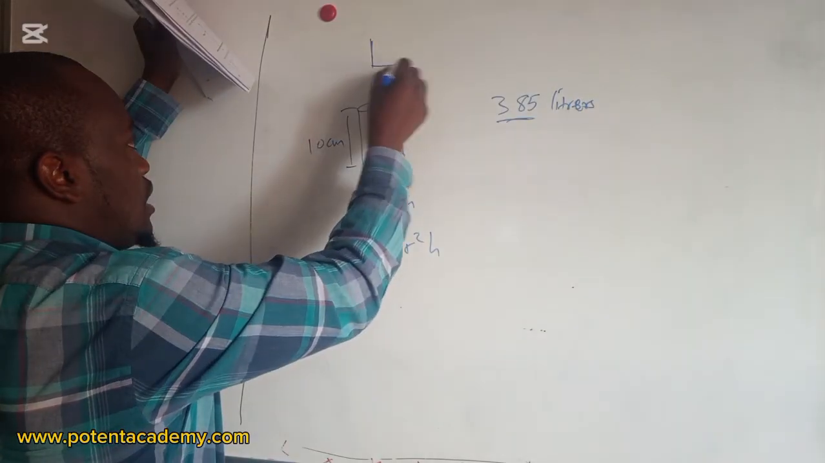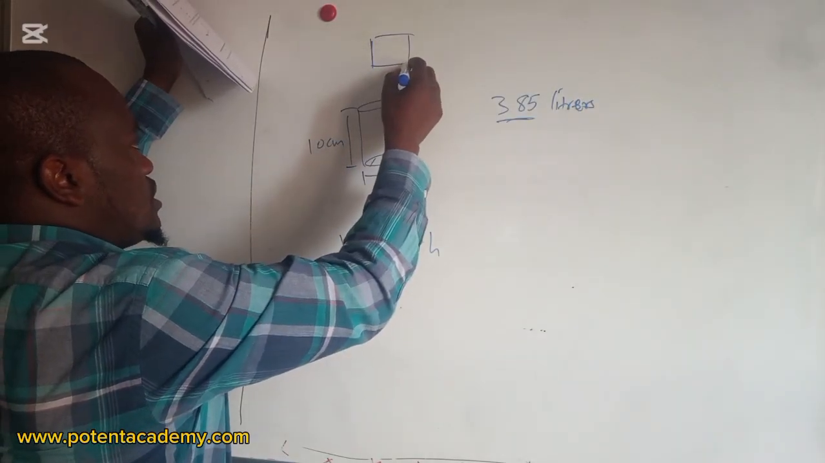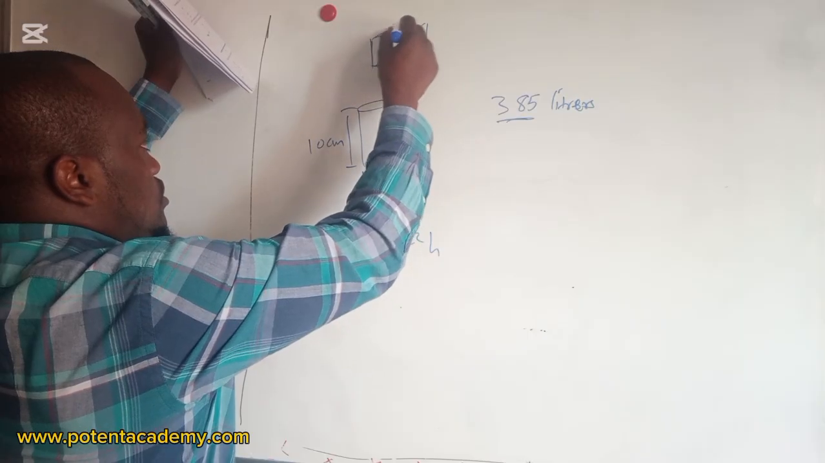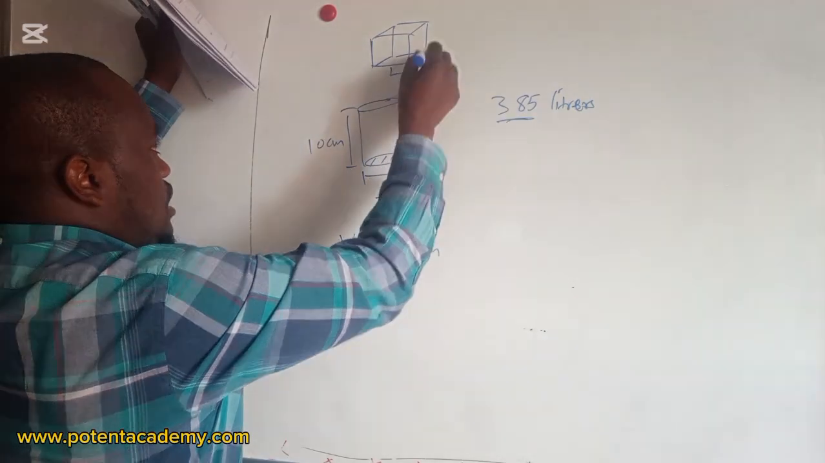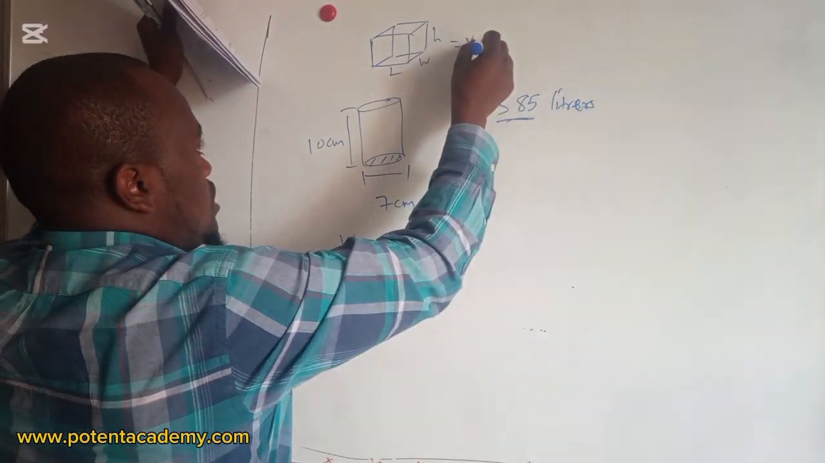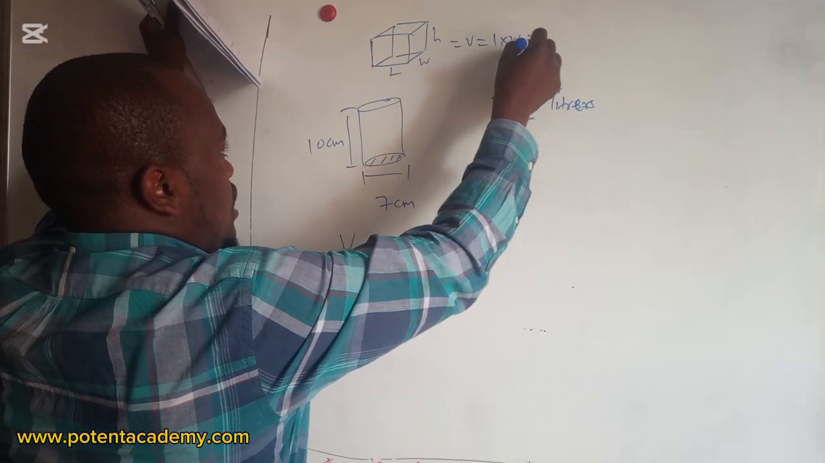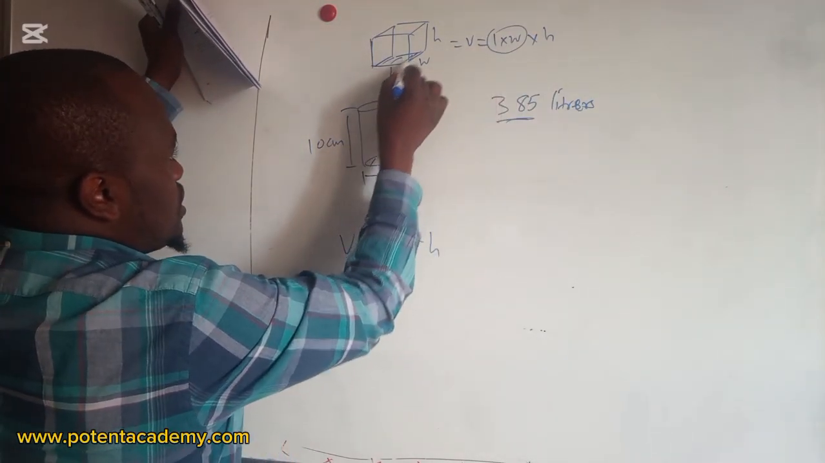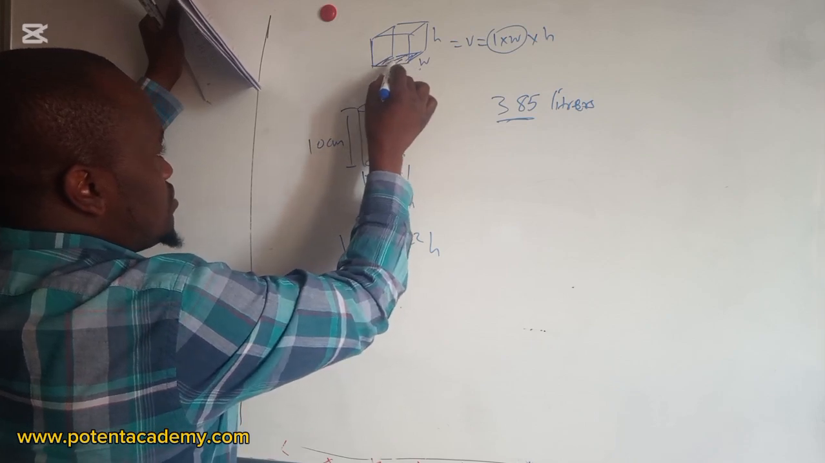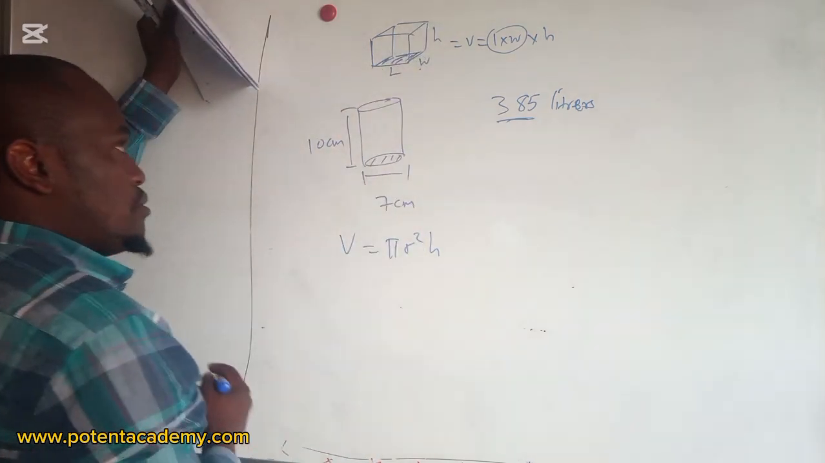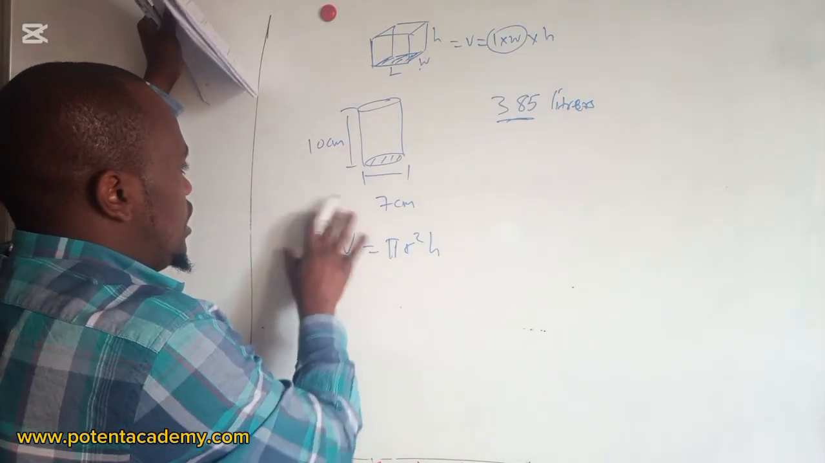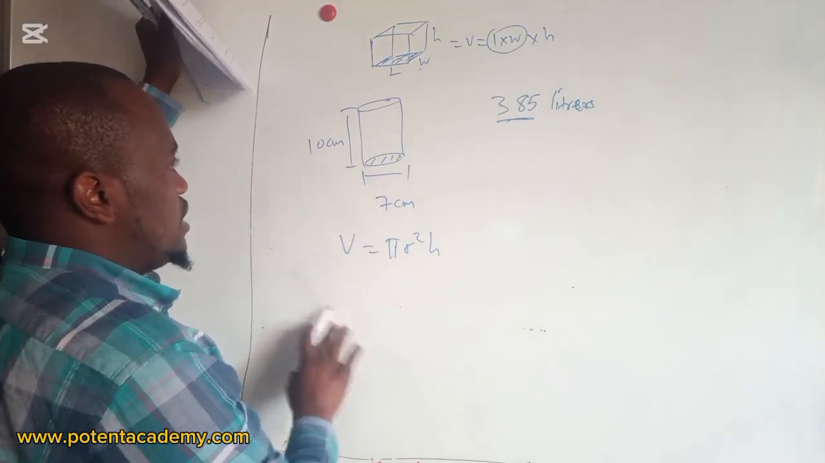Even when you have this type of container, I don't want you to cram formulas. This is length, width, and height. We know volume is length times width times height. What is length times width? It is the area of this base. Length times width is the area of this base. Then you multiply with the height going up. So volume is pi r squared h.